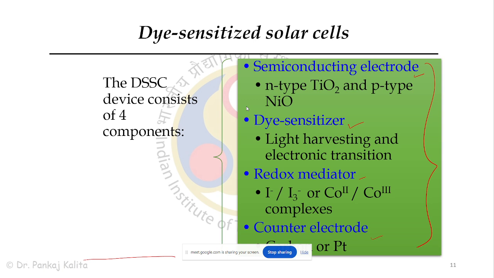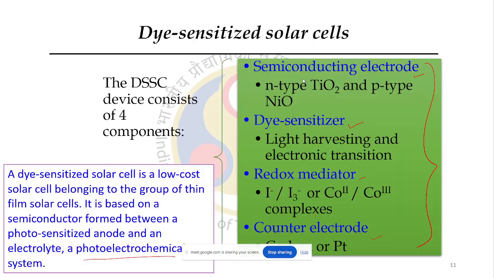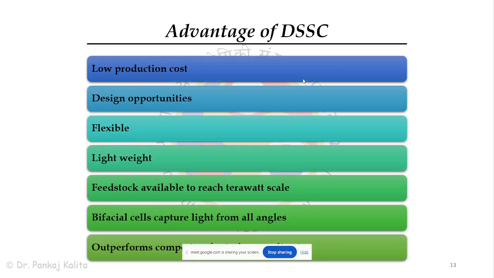Another one is the dye-sensitized solar cell. Basically, it contains four components. A semiconducting electrode is there. Then the dye sensitizer is there, where the light harvesting and electronic transition take place. Then you have the redox mediator and the counter electrode. The main advantage of this DSSC is its flexibility and light weight, so it comes under thin film solar PV technology.